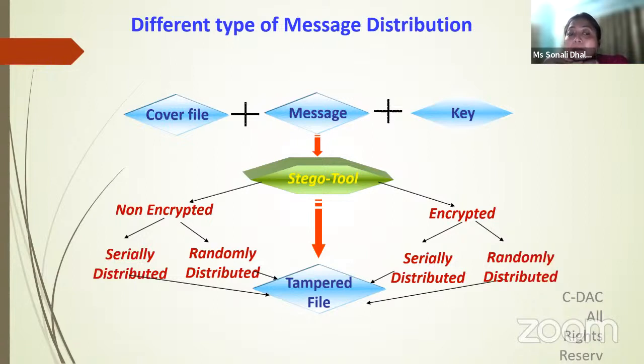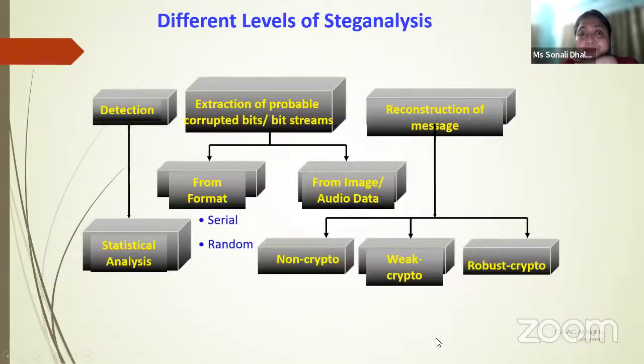Now some tools use serial distribution in the cover file, and some of them use random distribution. So depending upon the message hiding technique, the criticality of detection increases.